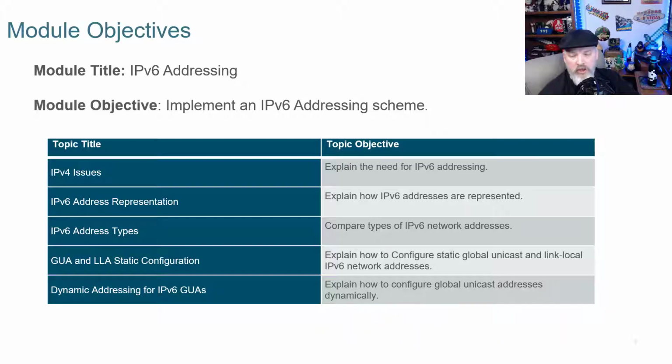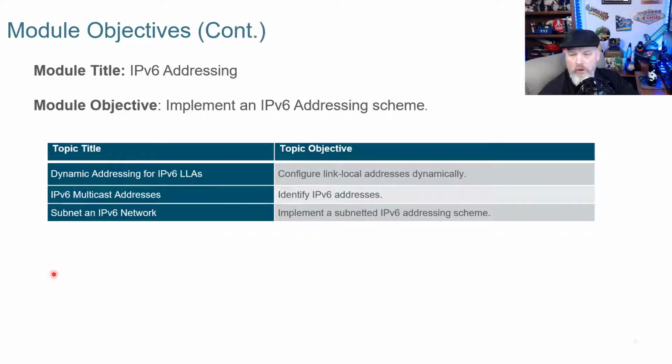We're going to be looking at GUI and LLA static configuration, and GUI in this case is not graphical user interface. It is the global unicast address. And we're going to be looking at the dynamic addressing for V6 GUIs. We'll also be looking at dynamic addressing for V6 LLAs, V6 multicast addresses, and subnetting of V6 network.